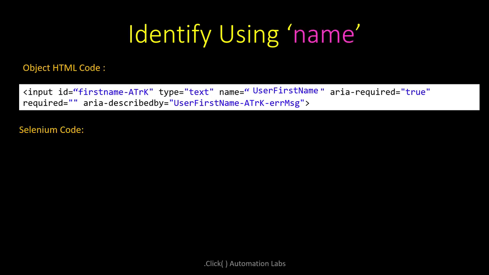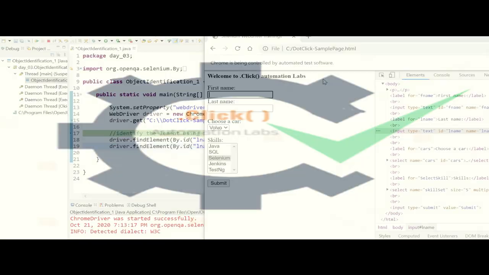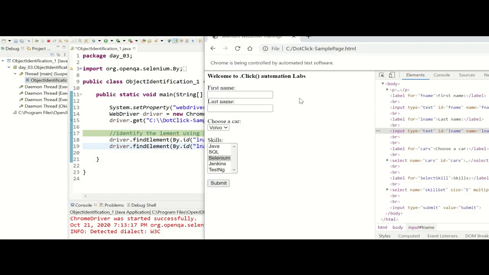So the next we'll see about the name. In the previous example we have seen using id. Now we'll see how we can do it using the name. So this is the second locator in Selenium WebDriver. As we said, driver dot find element by dot name, because we are using the name, we have to copy the name attribute value. So this is the second way. So let's see one example.